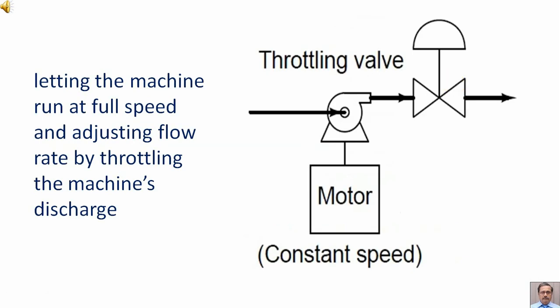Letting the machine run at full speed and adjusting flow rate by throttling the machine's discharge. Here motor is running at constant speed. By opening or closing the throttling valve, one can increase or decrease the fluid flow through the machine.